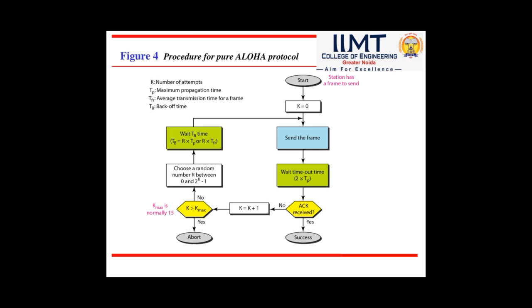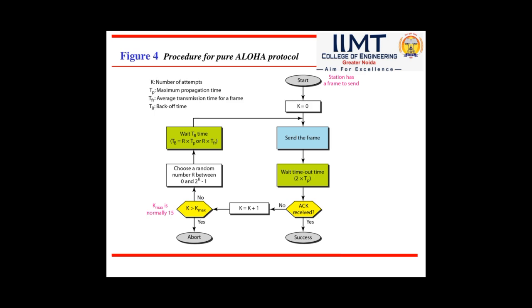If the acknowledgement is not received, it increases its value of K, meaning second attempt. In the first attempt the data loss occurred, the acknowledgement is not received, meaning the station will assume that the data loss, the frame loss occurred. So in the second attempt again it sends its frame. Now it should not happen that it again and again attempts to send the frame. There should be some limit.